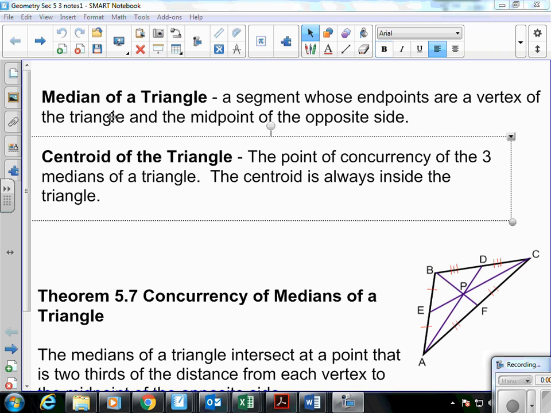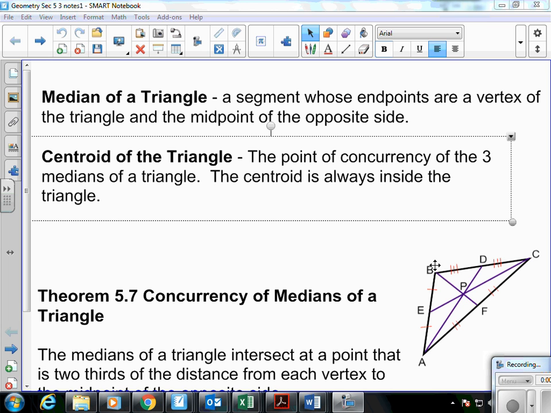Looking at some more segments that come along with a triangle that are also concurrent lines when all three are put in. The first one today is a median of a triangle, which is a segment whose endpoints are a vertex of the triangle and the midpoint of the opposite side.